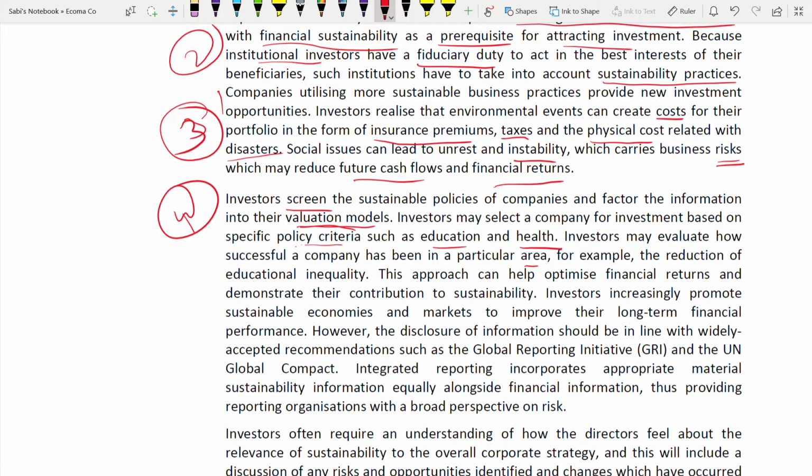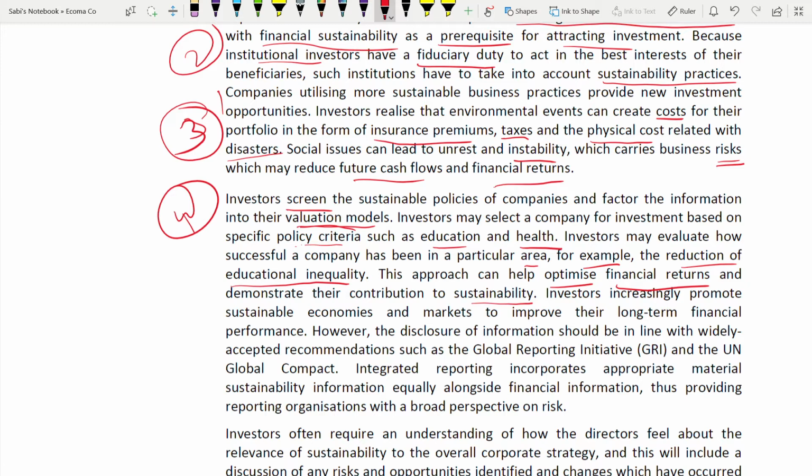For example, more examples. Reduction of educational inequality. If a company is taking part in this, that they're helping to reduce educational inequality, and if they're successful, that means the company is doing good, so they can invest in this company. Why? The main ultimate goal is financial return. If they do this, their financial return will be optimized. Also, their contribution to sustainability will make the investors feel that they are contributing towards sustainability by investing in a company that is reducing educational inequality, and hence financial returns are also optimized.